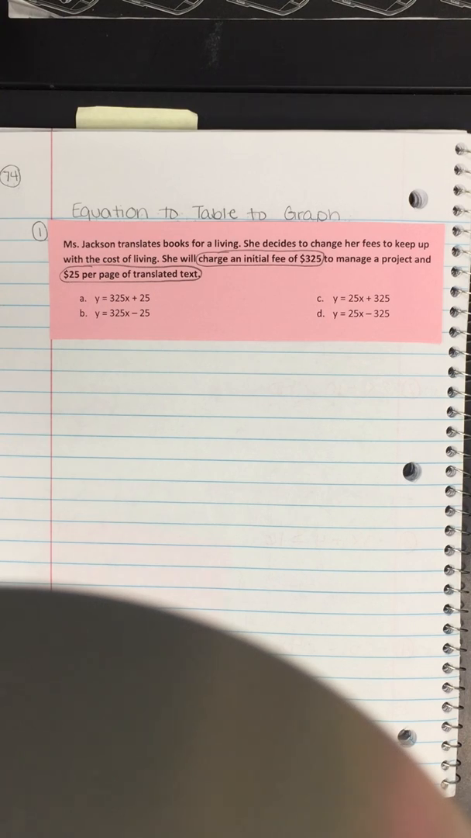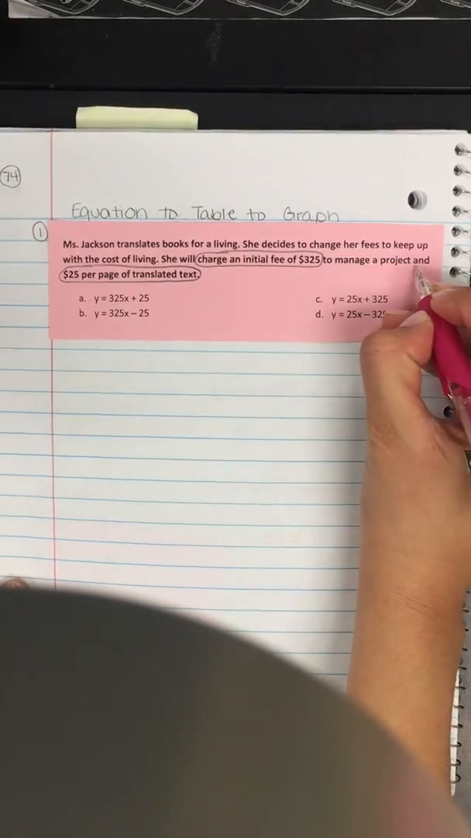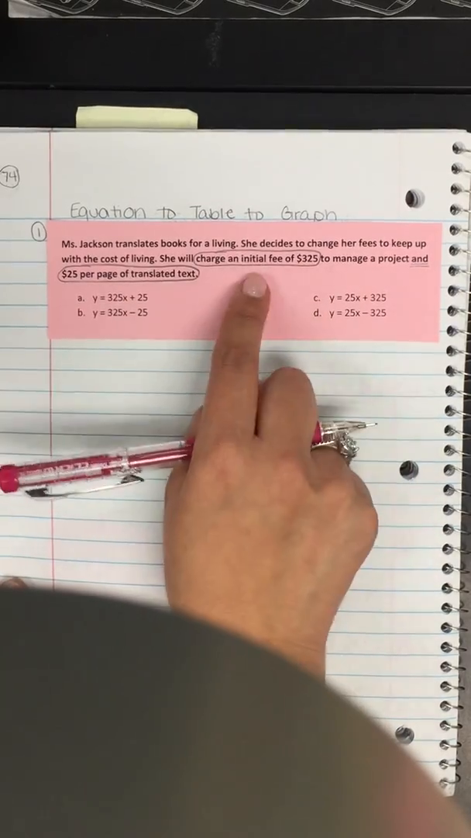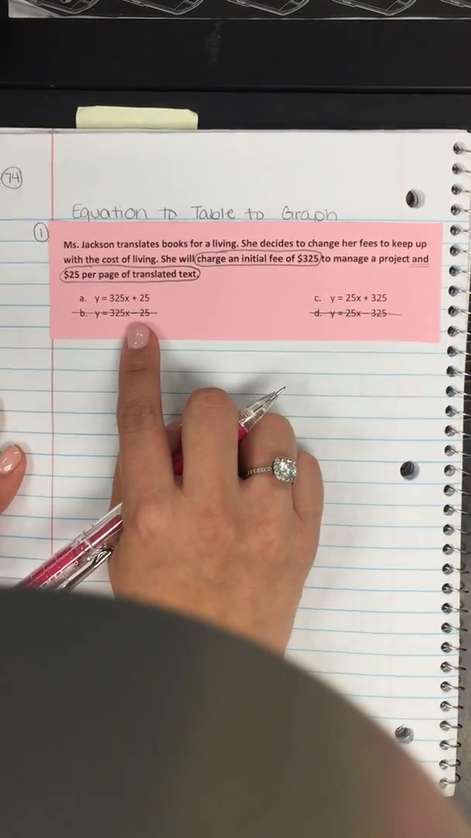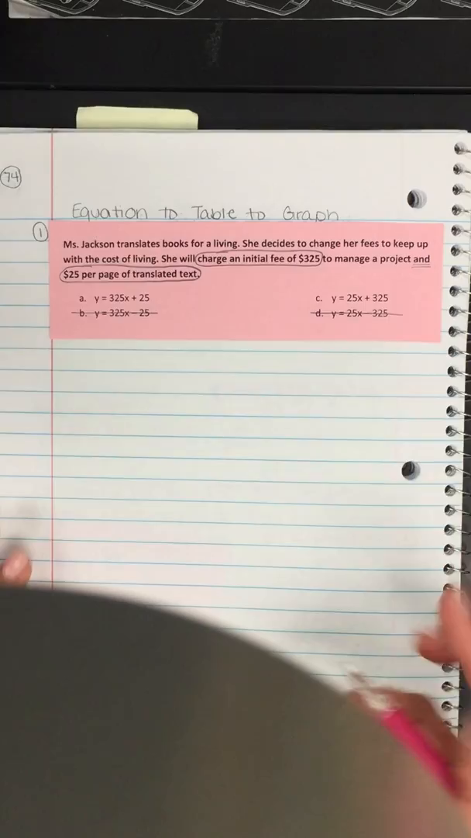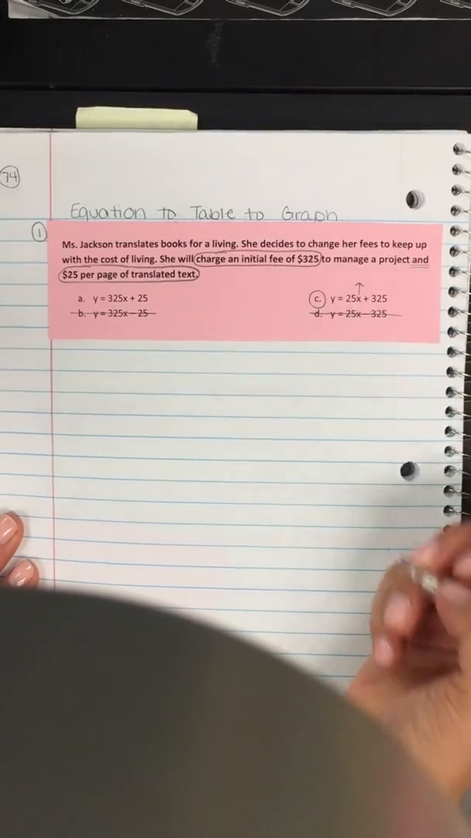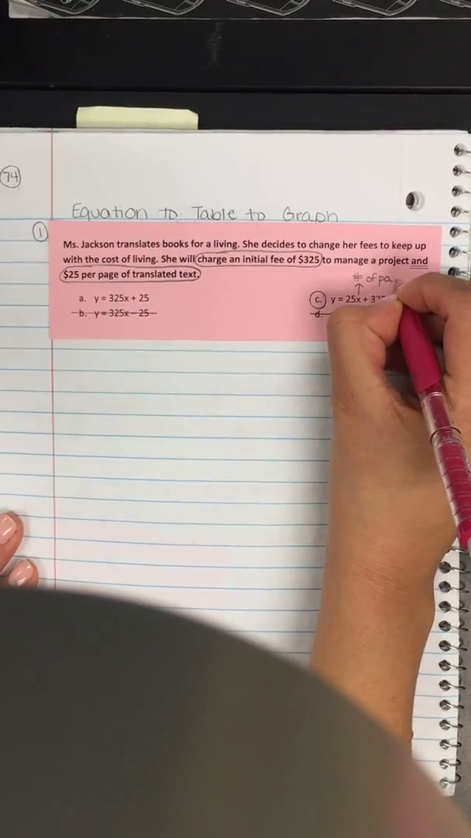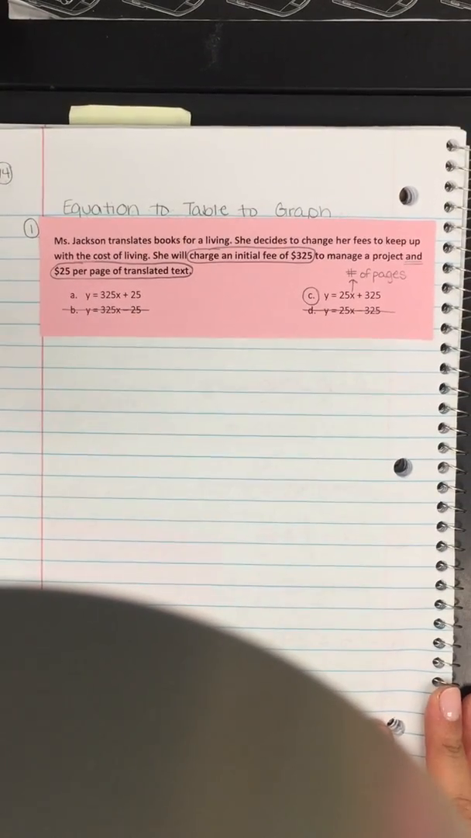Okay, so right off the bat, we can cancel out two of these answer choices. Since she's charging an initial fee of $325 and $25 per page, it's going to be this amount plus this amount. So I can cross off B and I can cross off D because they have subtraction. Now, from A and C, I know that the correct answer has to be C, and that's because X stands for the number of pages, which we don't know. So that's the X, and that initial fee only gets charged one time.